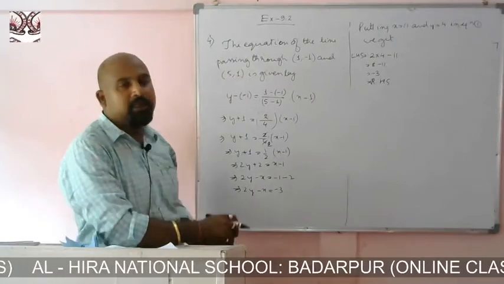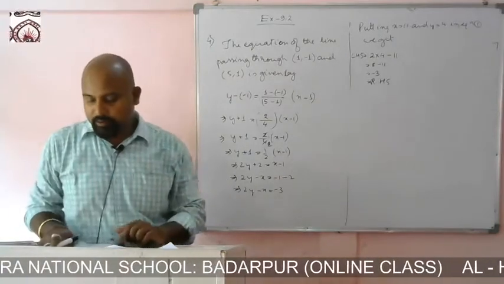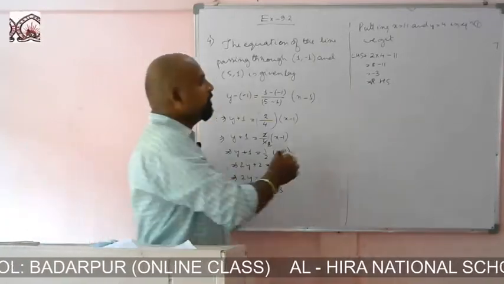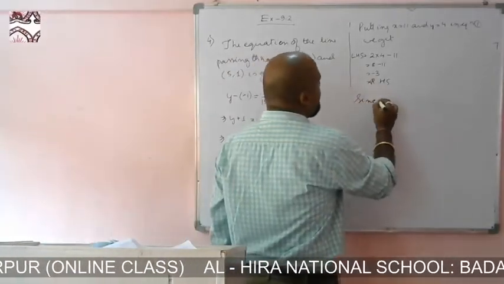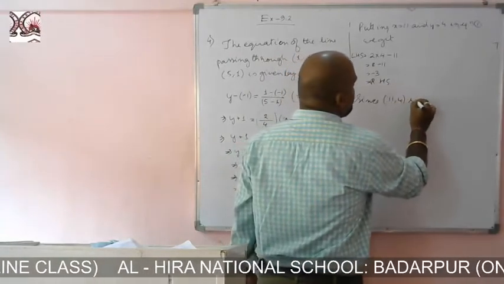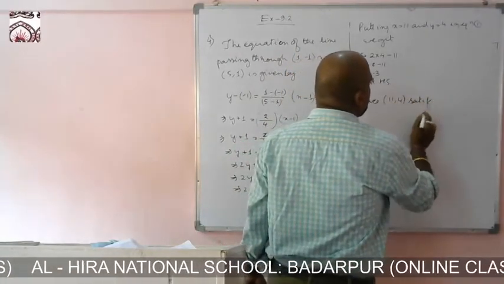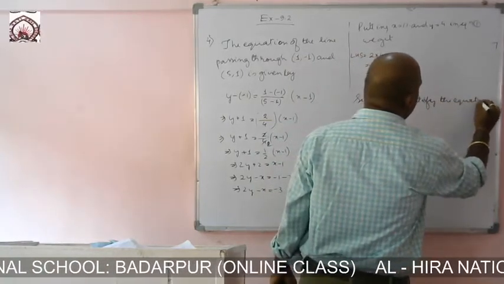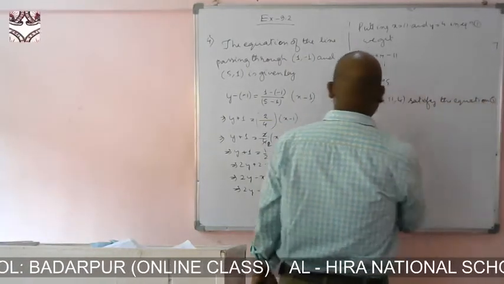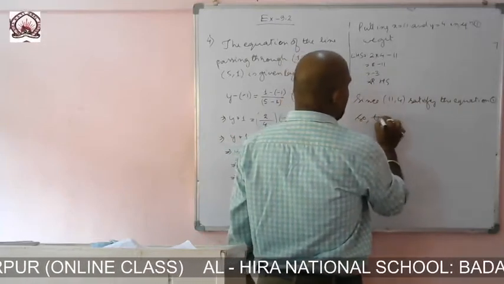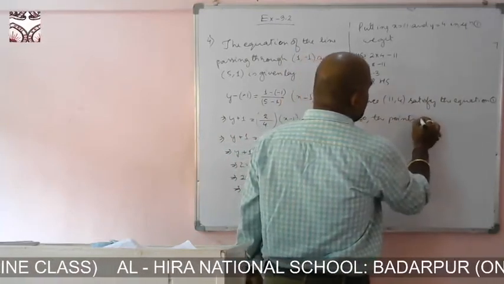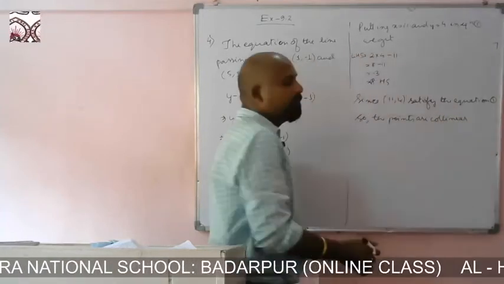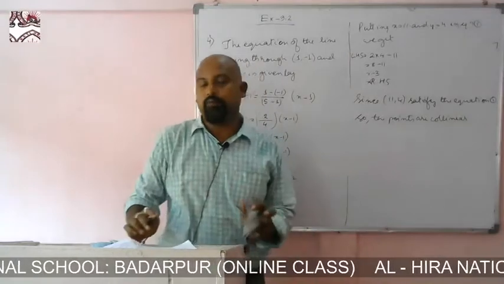Then we can say the points are collinear. Since, then what you have to write? Since (11, 4) satisfy the equation 1, so the points are collinear. That the points are collinear means they lie on the same line. Okay.